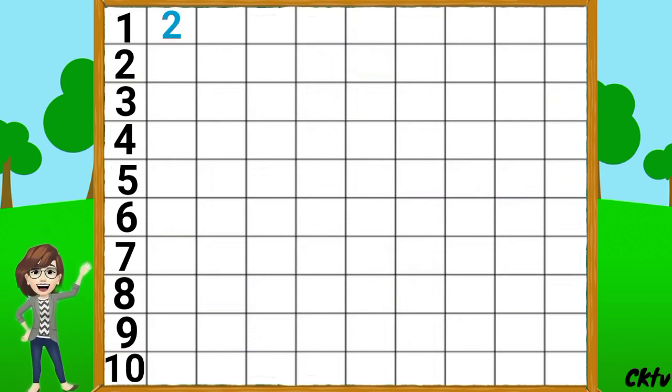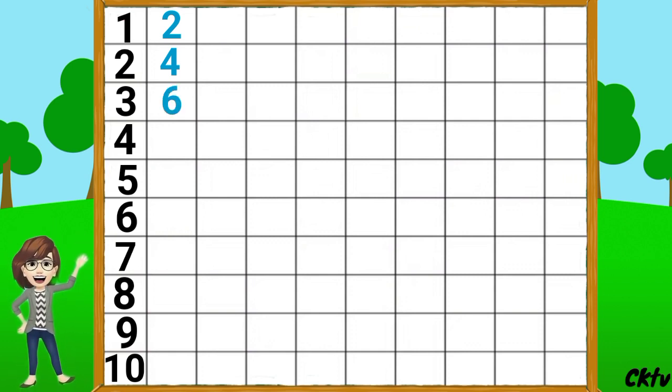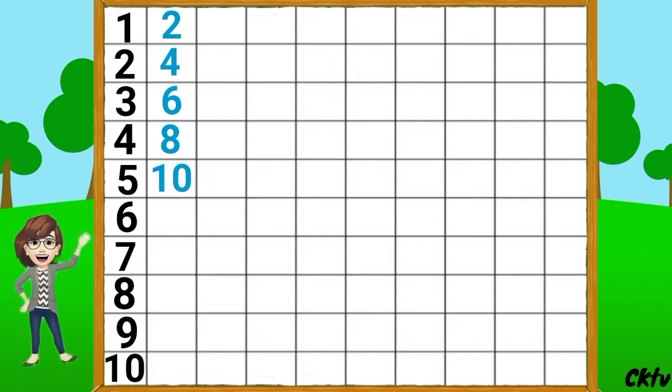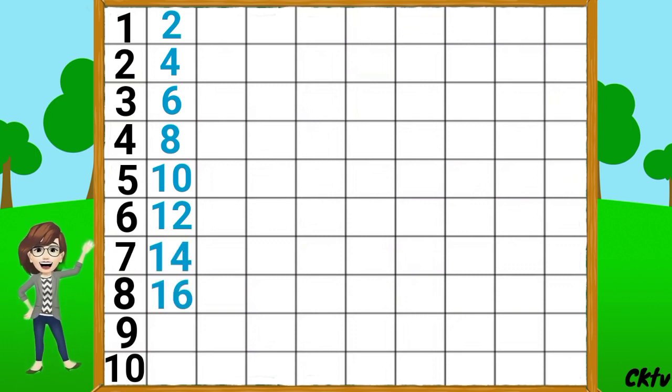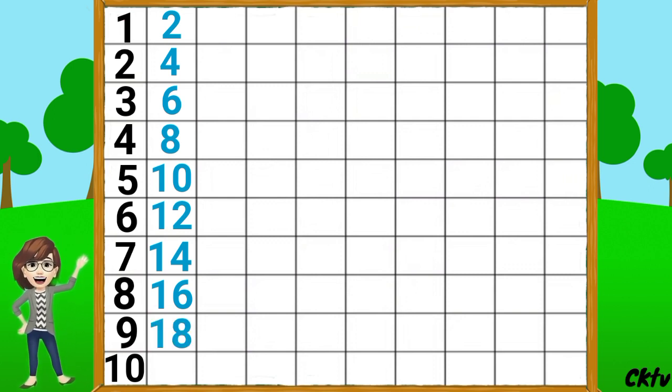2 1 is 2, 2 2 is 4, 2 3 is 6, 2 4 is 8, 2 5 is 10, 2 6 is 12, 2 7 is 14, 2 8 is 16, 2 9 is 18, 2 10 is 20.